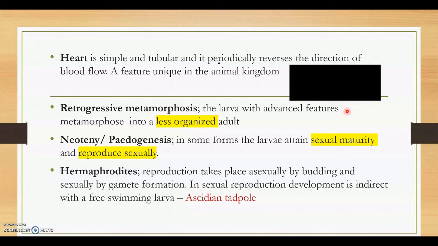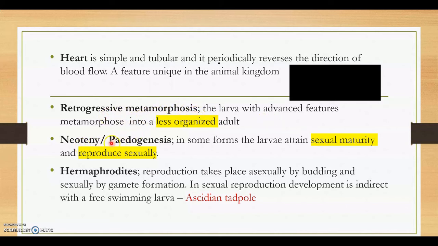most of the organ systems get degenerated. So this is called a less organized adult. Clear? The larva has the most advanced features, but as it metamorphoses into an adult, most of its advanced features are lost and it becomes a less organized adult. So that condition is called what? Retrogressive metamorphosis. Losing advanced features is called retrogressive metamorphosis.